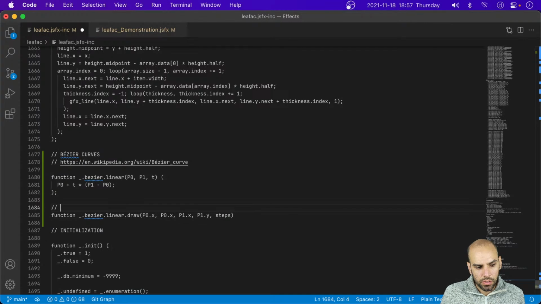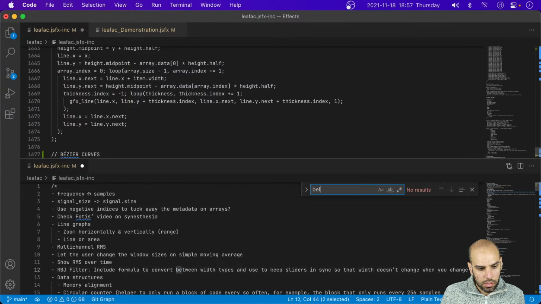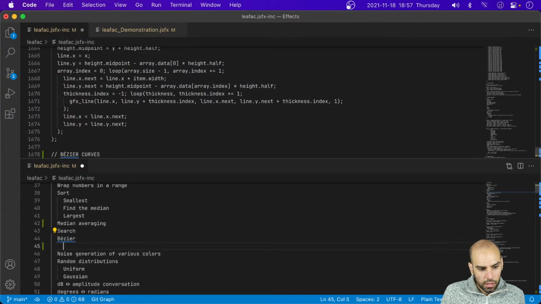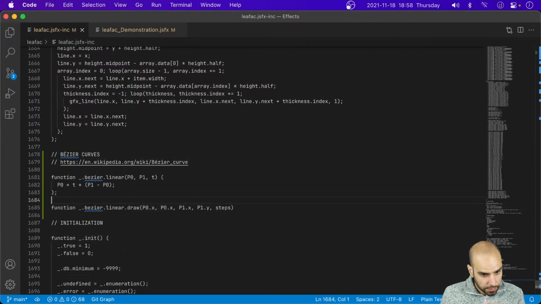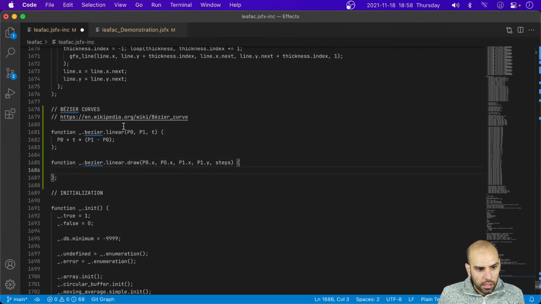So I'll leave myself a to-do, maybe put it on the top of the file where we'll have Bezier curves. Let's also have options for color and thickness. And then naturally we are going to call from this function that one.